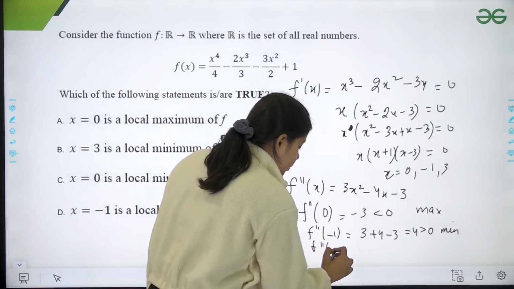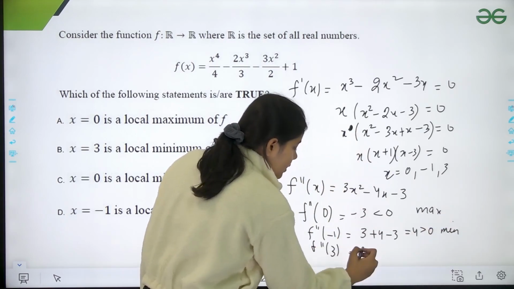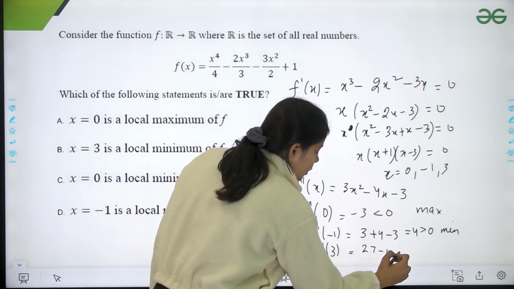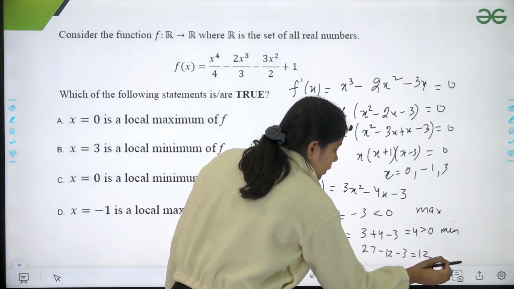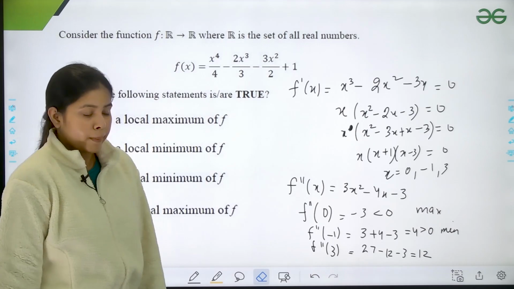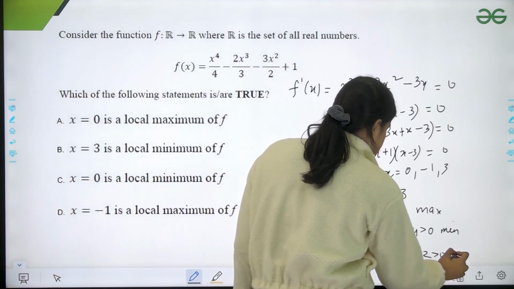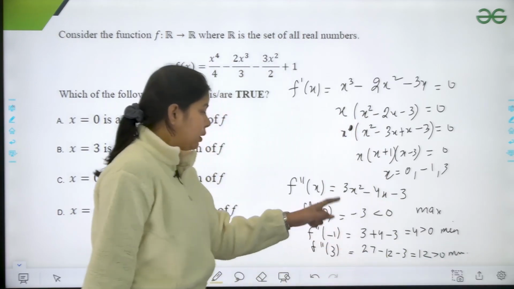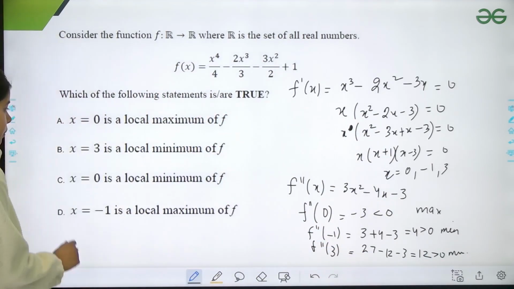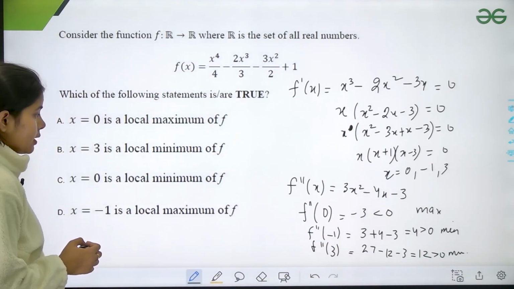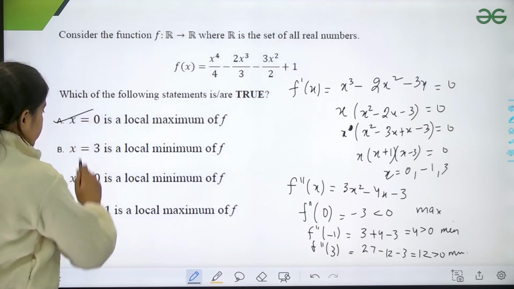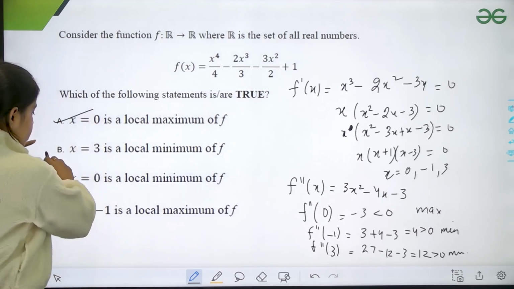And if I solve for f double dash at 3, 27 minus 12 minus 3. That means 12, right? Which is greater than 0. That means we will have minima. So minus 1 minima, 0 maxima and 3 minima again. So 0 is a maxima, that is true. 3 is a minima, that is true.